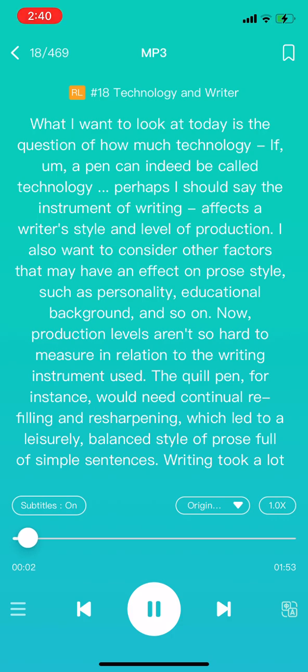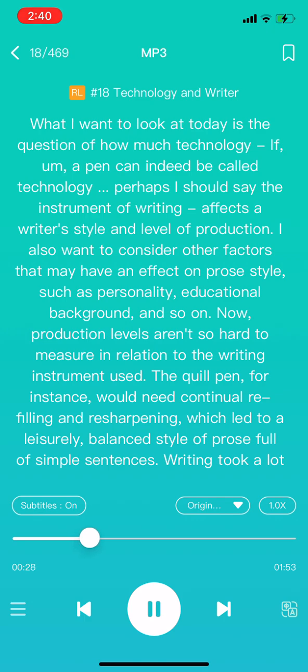What I want to look at today is the question of how much technology, if a pen can indeed be called technology, perhaps I should say the instrument of writing, affects a writer's style and level of production. I also want to consider other factors that may have an effect on prose style, such as personality, educational background, and so on. Now, production levels aren't so hard to measure in relation to the writing instrument used.